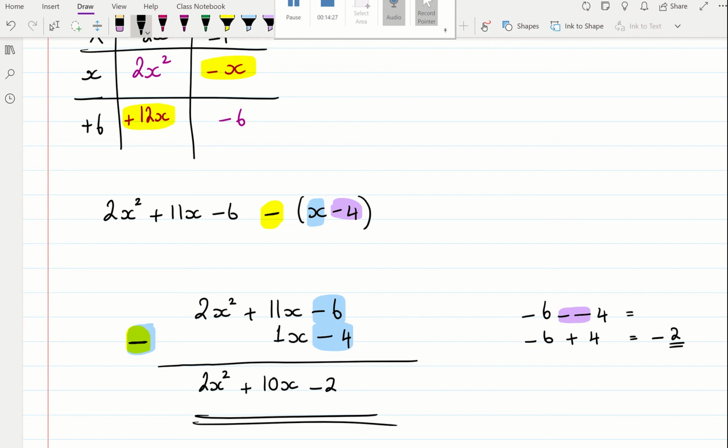So make sure you can do these. Make sure you remember that a bracket squared is a double bracket. Make sure you pay very close attention when the question has a minus.